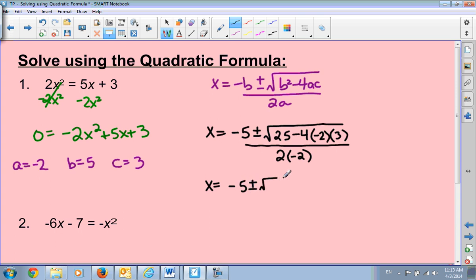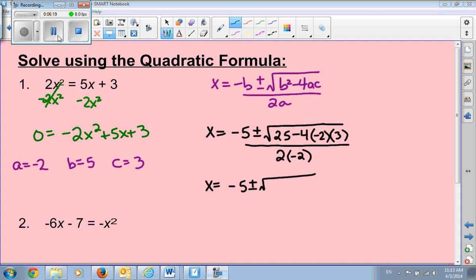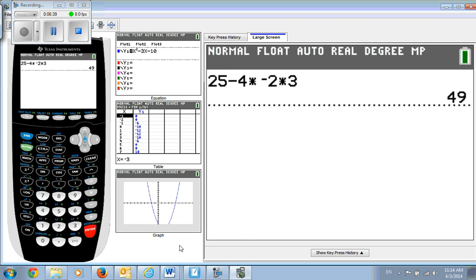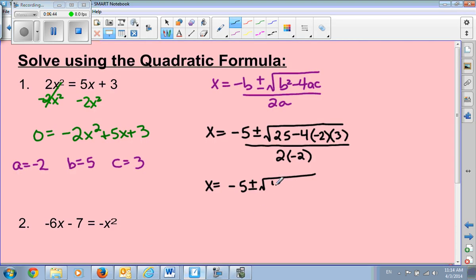But it's not hard. You could do this whole thing, 25 minus 4 times negative 2 times 3, in your calculator. What is 25 minus 4 times negative 2 times 3? Well, let me pause this and pull up the calculator. We are going to put 25 minus 4 times negative 2 times 3 in our calculator. Boom. 49. That's the number underneath the radical, underneath the square root sign, right? So really this is just a 49.